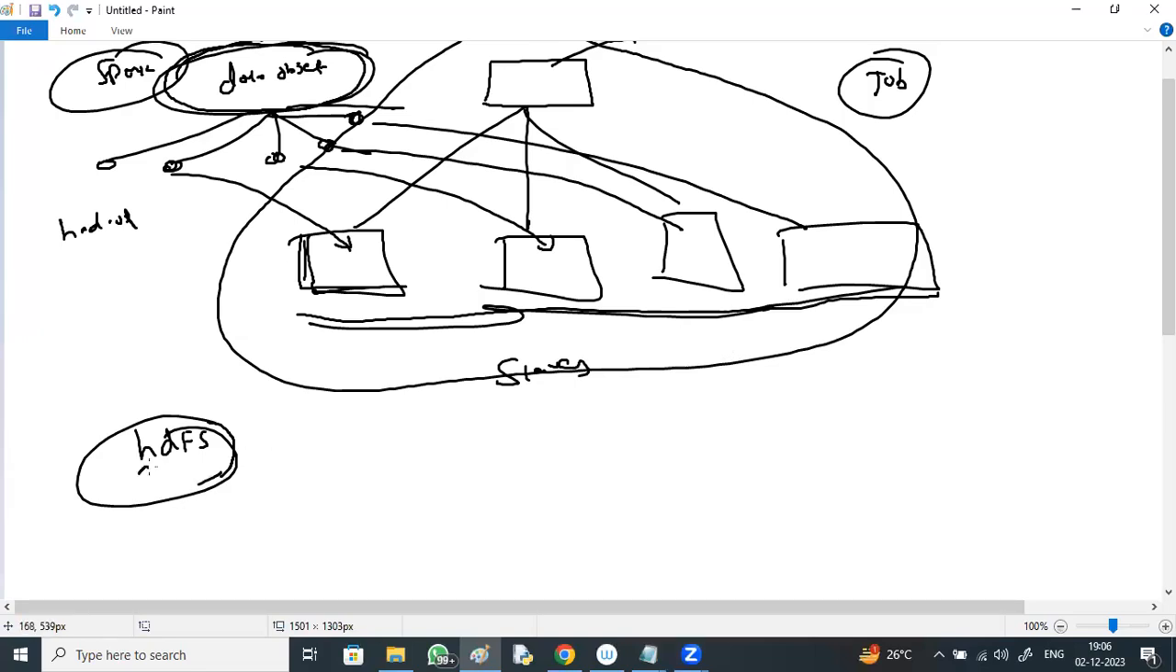Hadoop distributed file system. If anyone doesn't have knowledge in HDFS, you need to have this knowledge. If you don't have it, I'll forward the videos and notes for this before I go on to the practicals. You can go through them if anyone doesn't have knowledge of Hadoop HDFS.